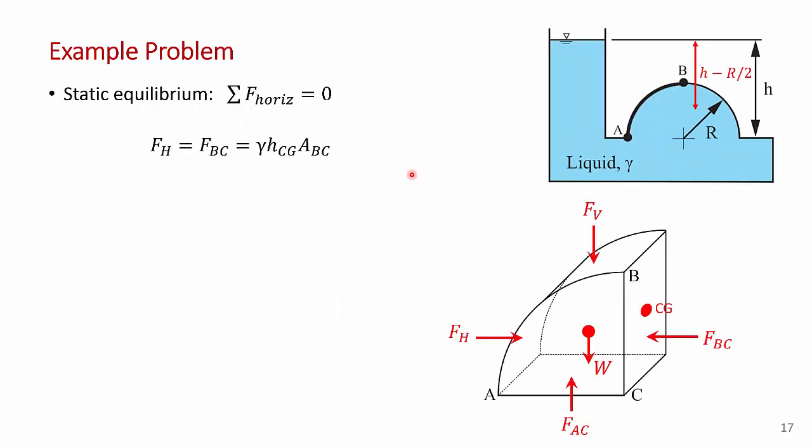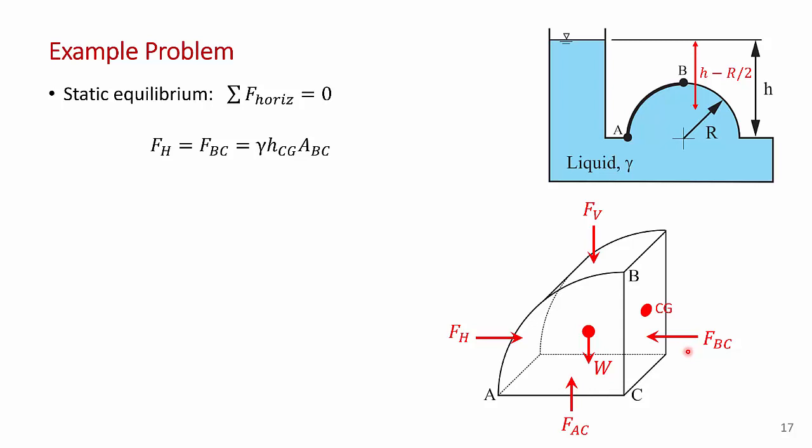Now we've drawn our free body diagram, which I've reproduced over here. Let's do our static equilibrium. Let's consider first the sum of the forces in the horizontal direction equals zero. So we have that the horizontal force, FH, is just equal to the hydrostatic force on this surface, BC.